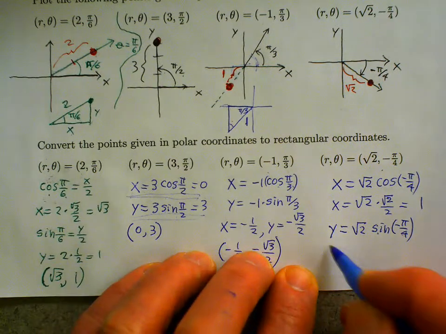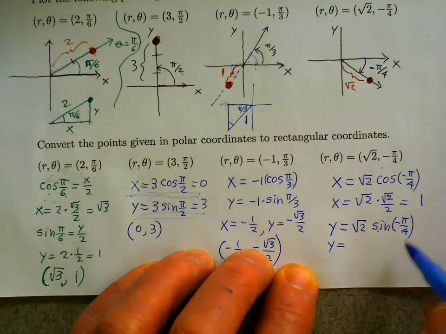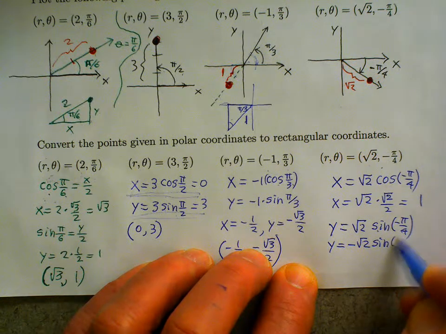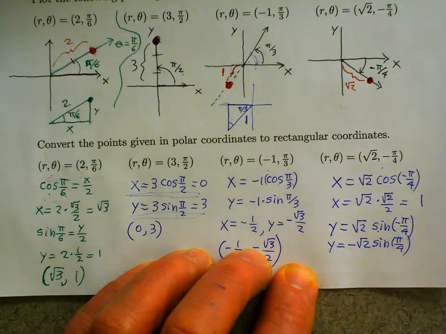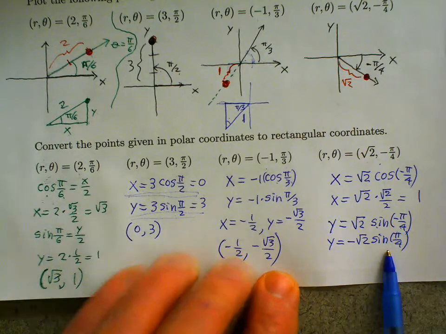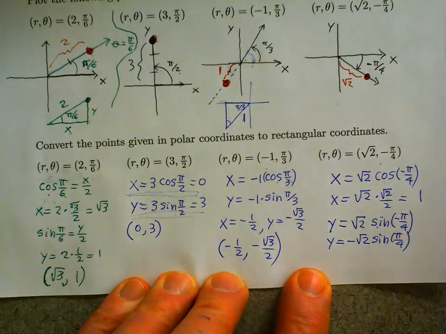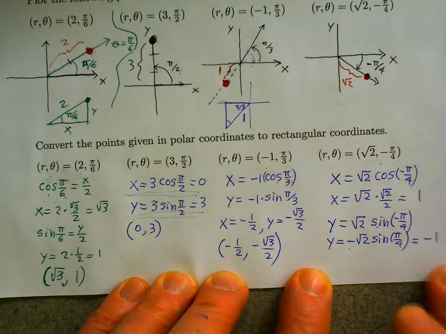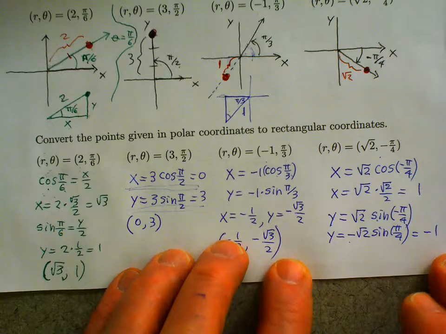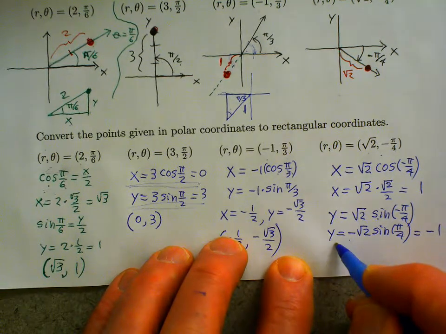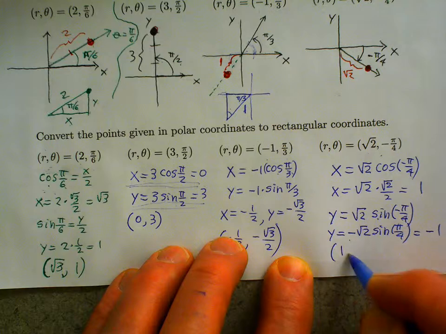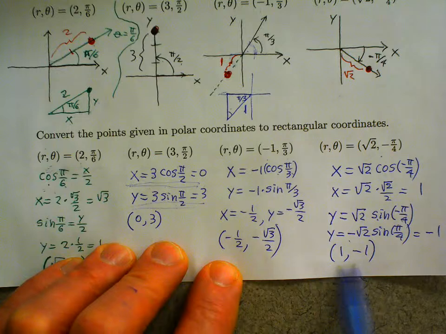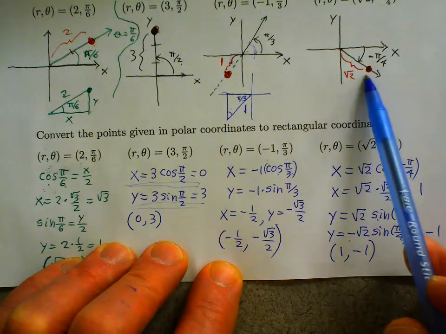So we can rewrite this as negative square root of 2 times sine of pi over 4. And sine of pi over 4 is also the square root of 2 over 2. And so we get negative 1 for the y-coordinate. So the ordered pair is 1 for x and negative 1 for y. That's the sort of thing we would expect with a point in the fourth quadrant.